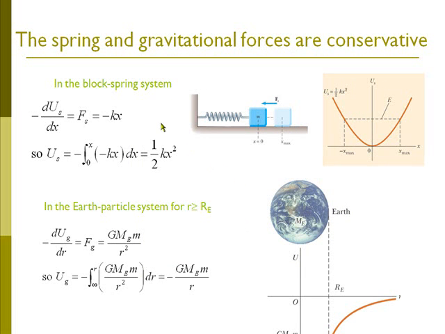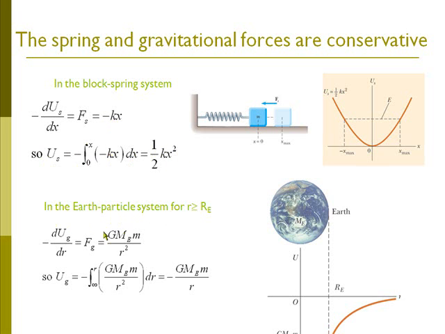And if we go back to the block-spring system and the force of gravity, we can see that, in fact, the spring and the gravitational forces are conservative because this relationship exists. The negative dU dx is equal to minus kx. And so if we want to derive an expression for the spring's potential energy, we take an integral of force times displacement and we obtain 1/2 kx squared.